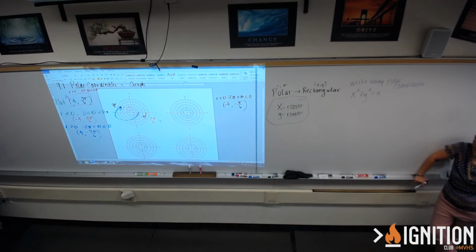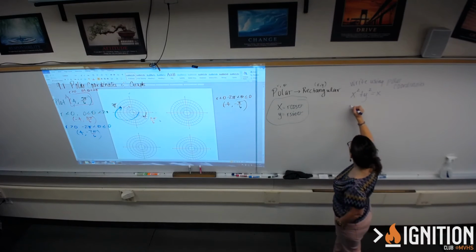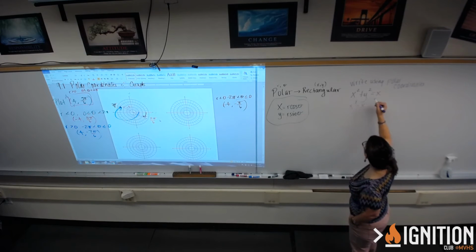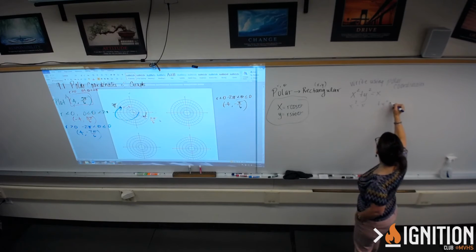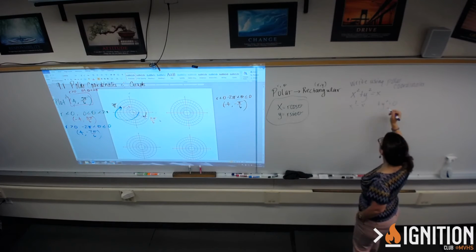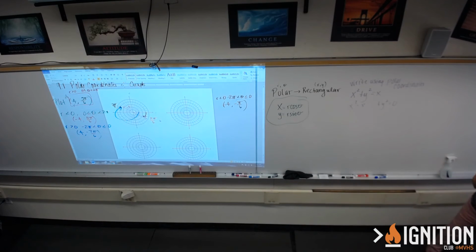Complete the square. Let's do a little side note first. X squared minus x. Leave room to complete the square. We're going to add something. Complete the square. Finish it. Center. So how do you complete the square? 0.25? No decimals. Plus 1/4.